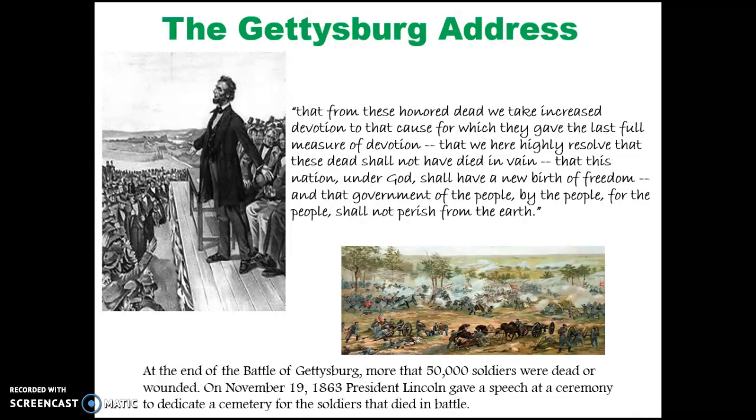And that's where we get that quote, government of the people, by the people, for the people. It came out of this Gettysburg Address, which describes what our government is today. At the end of the Battle of Gettysburg, more than 50,000 soldiers were dead or wounded. On November 19, 1863, President Lincoln gave a speech at a ceremony to dedicate a cemetery for the soldiers that died in battle.